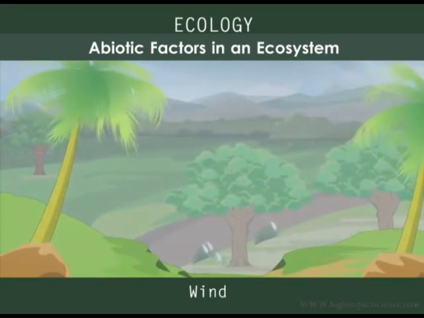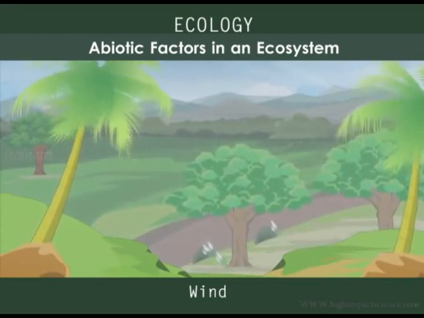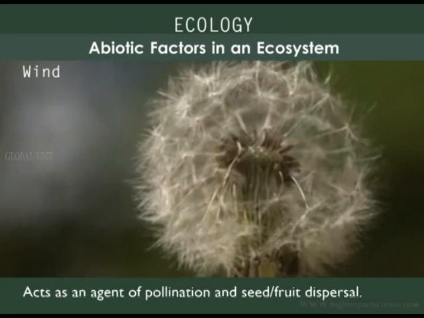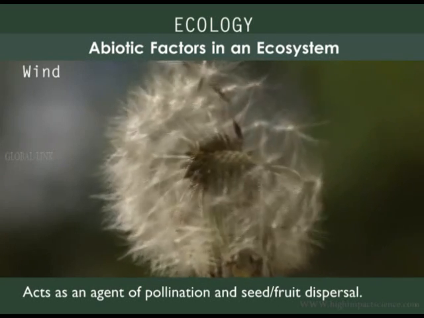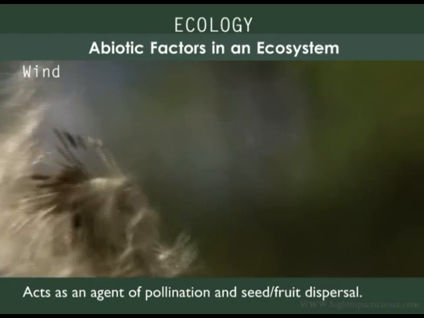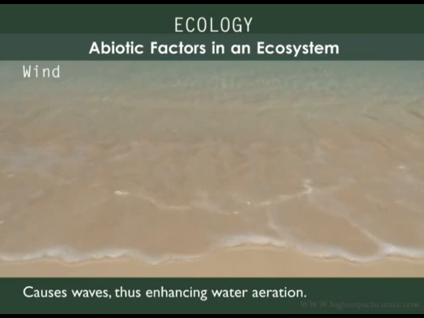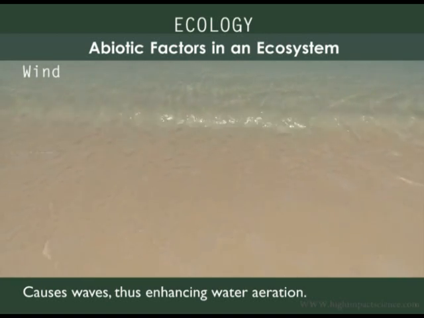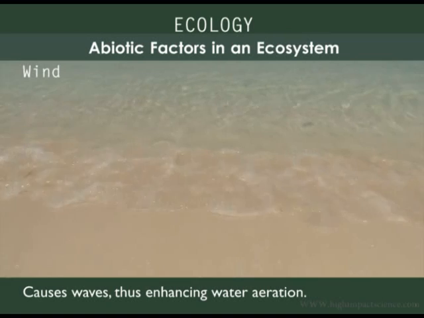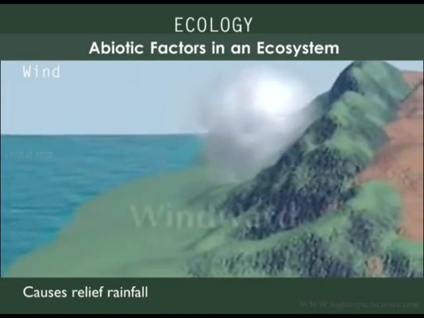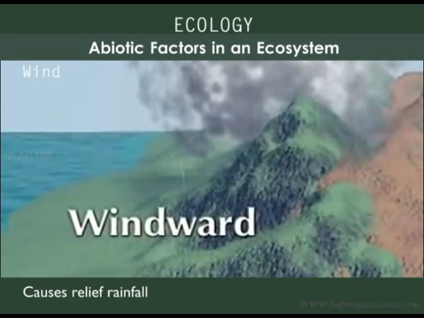Wind is air in motion. It increases the rate of water loss from bodies of organisms, especially transpiration in plants. Wind also plays an important role in pollination and seed dispersal. In aquatic habitats, wind causes waves in lakes and oceans, which enhance aeration of water. Winds blowing from water bodies cause formation of rain on land.